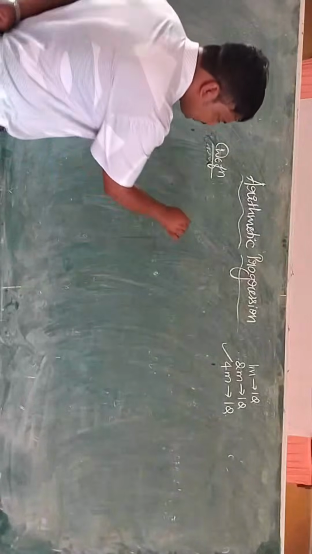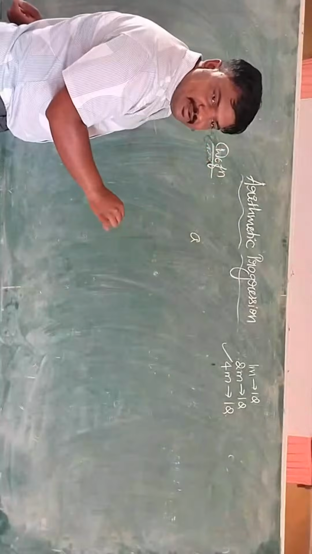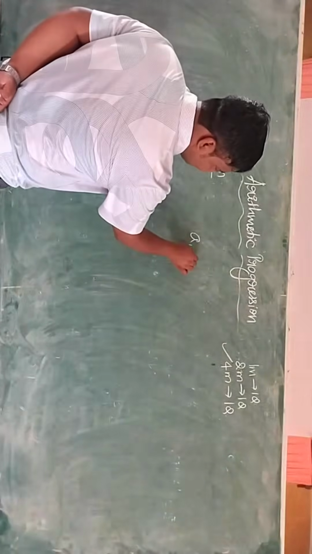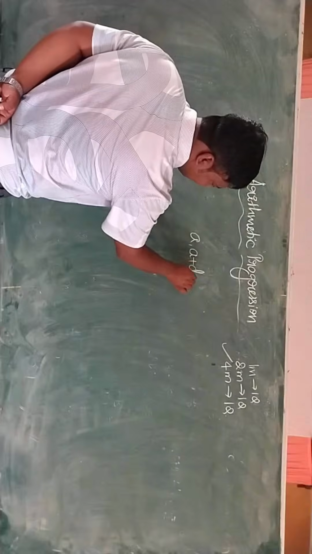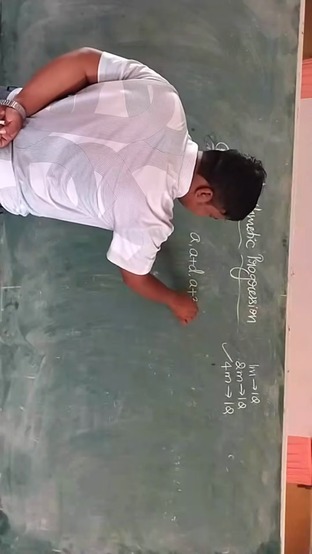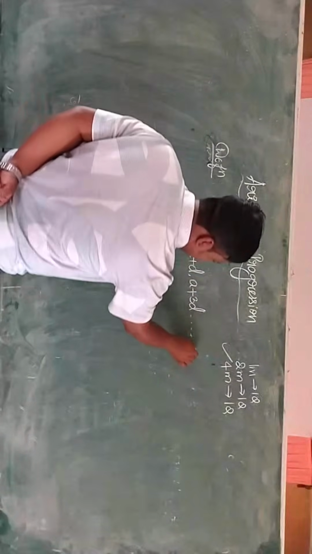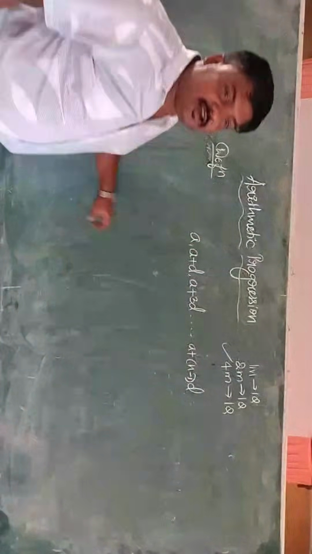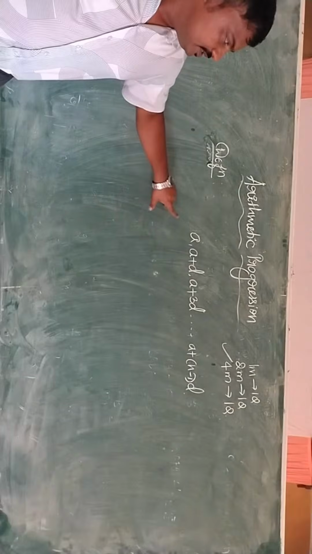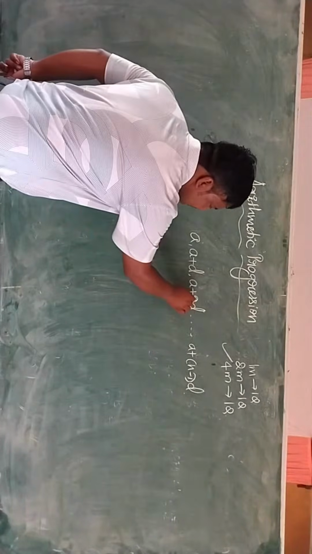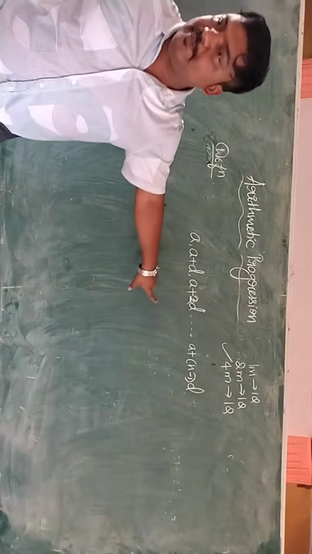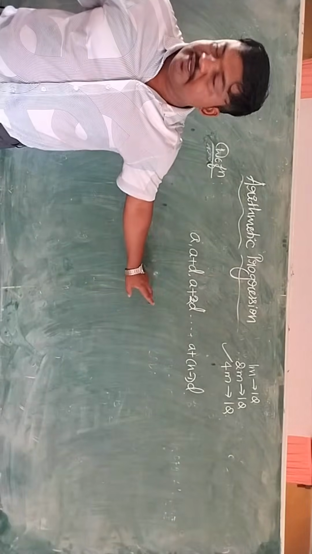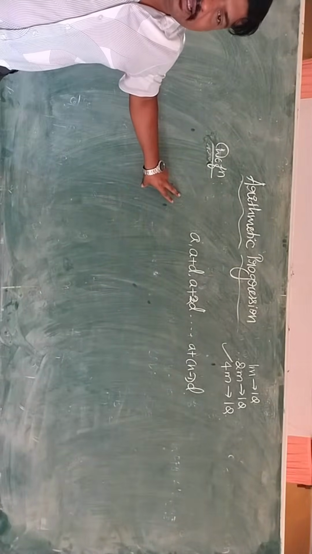So in arithmetic progression, the first term is denoted by A. First term is A. Second term A plus D. Third term A plus 2D. So on, A plus n minus 1 into D. This is the general form of an AP: A, A plus D, A plus 2D, so on, A plus n minus 1 into D.